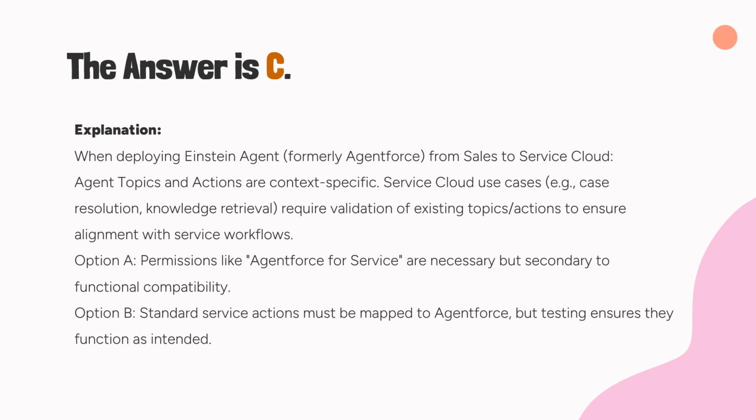When deploying Einstein Agent, formerly Agentforce, from Sales to Service Cloud, agent topics and actions are context-specific. Service Cloud use cases, e.g., case resolution, knowledge retrieval, require validation of existing topics and actions to ensure alignment with service workflows. Option A. Permissions like Agentforce for Service are necessary but secondary to functional compatibility. Option B. Standard service actions must be mapped to Agentforce, but testing ensures they function as intended.